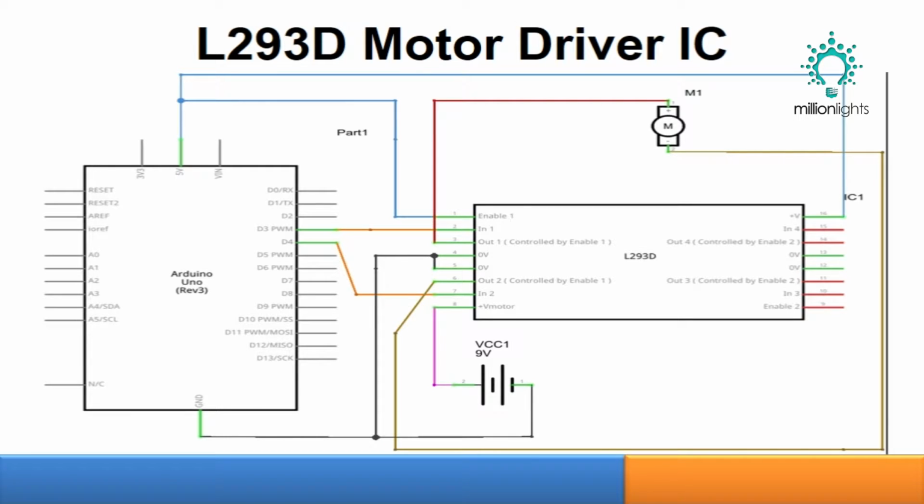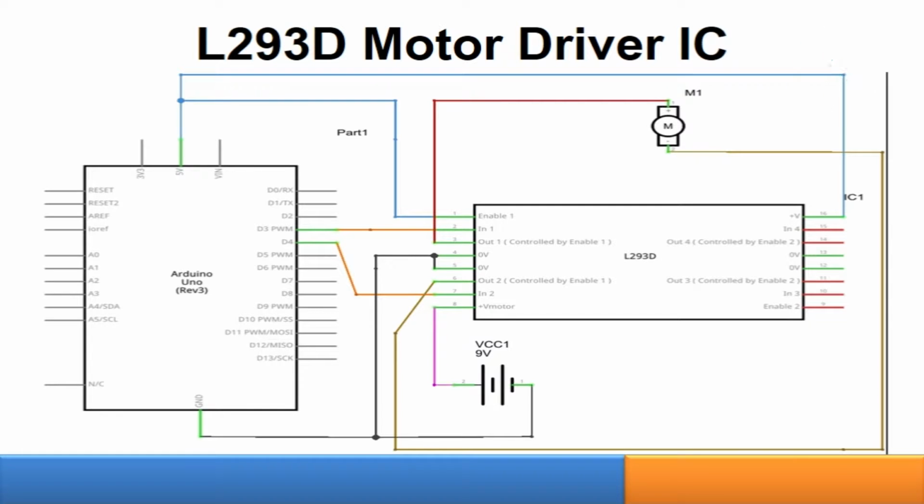Now we can see that pin number 3 and pin number 4 from Arduino are used to control the motor because they are connected to the L293D IC. Now if you take a look, or if you go to the previous modules, you will find that pin number 3 is a PWM pin.